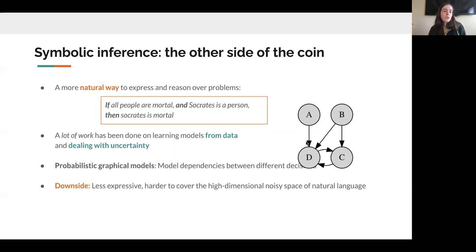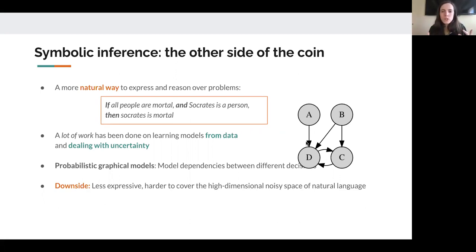This is where the term probabilistic graphical models comes into mind. The idea of these models is to explicitly model dependencies between different decisions. The downside of these types of models is that they're less expressive than neural models because, let's say, if we wanted to assign one symbol to every type of word form in the English language, and then all possible dependencies, then the space starts to explode, right?